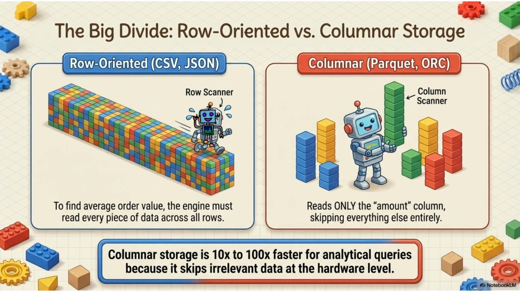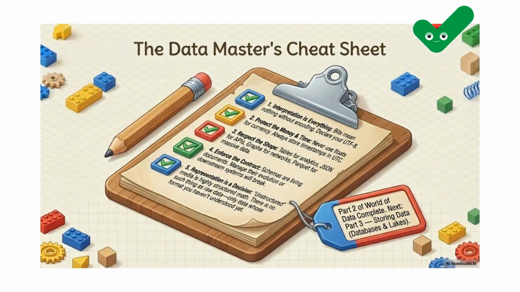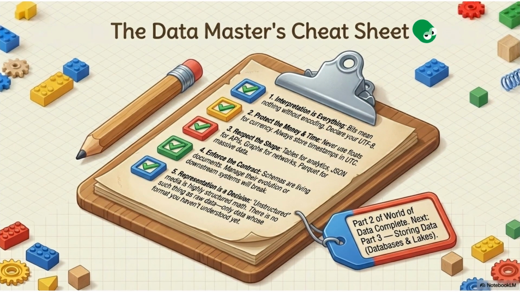The big divide is between row-oriented and columnar storage. Row-oriented formats like CSV and JSON must read every piece of data to perform calculations. Columnar formats like Parquet are 10 to 100 times faster for analytical queries because they skip irrelevant data at the hardware level. Here is a cheat sheet summarizing key takeaways.